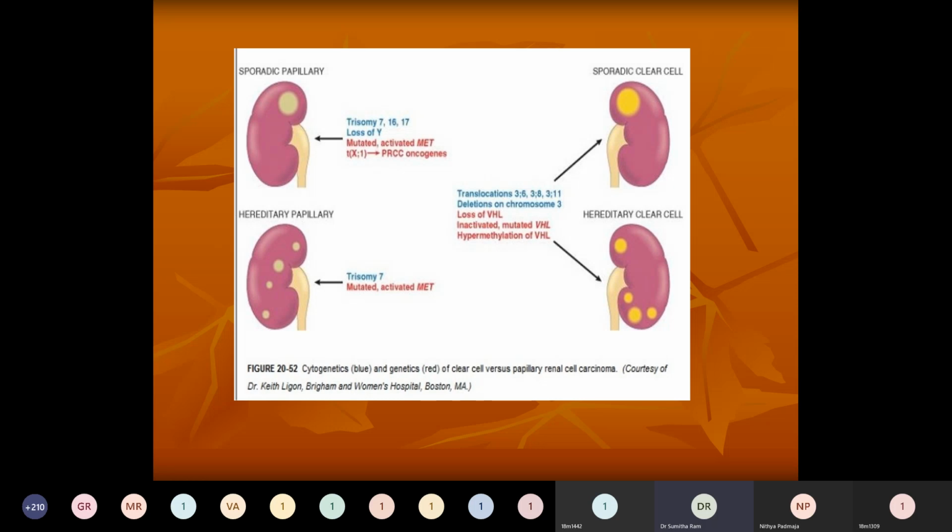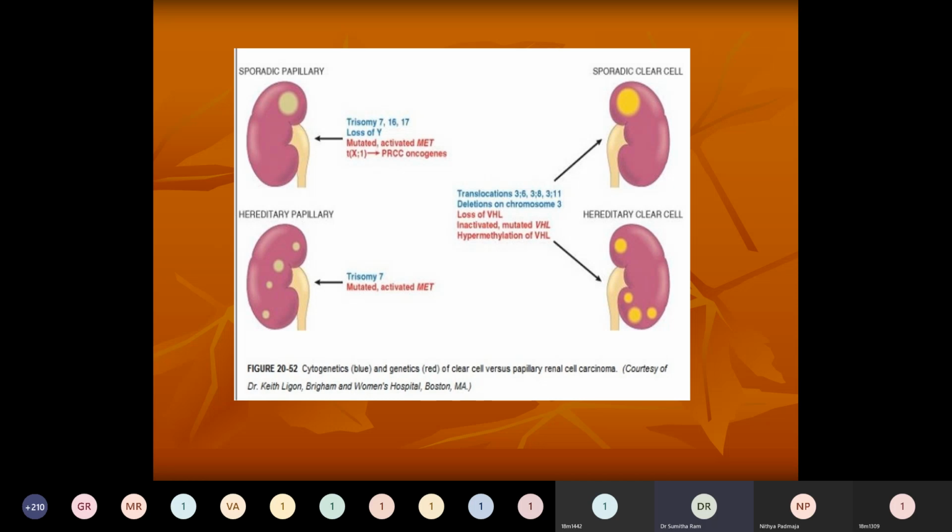Sporadic clear cell carcinomas have translocations between 3 and 6, 3 and 8, and 3 and 11, and also deletions on chromosome 3. There is loss of von Hippel-Lindau, an inactivated, mutated VHL or hypermethylation of VHL. The hereditary clear cell carcinomas can become multifocal.